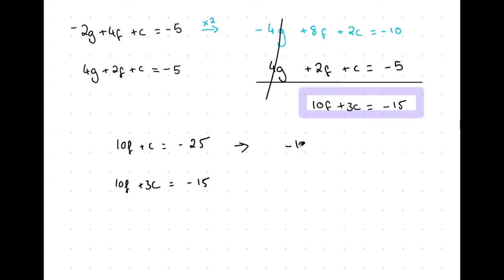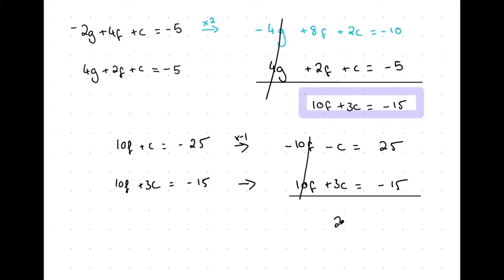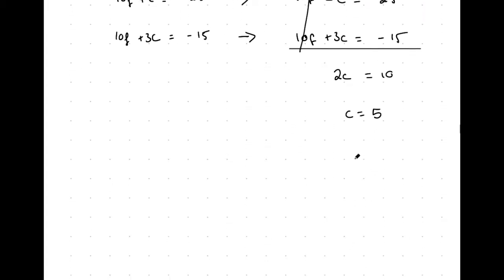So I'm going to change the top line just by changing all of the signs, and I do that by multiplying by minus 1, and I'm not going to change the bottom line at all. So I have 10f plus 3c is equal to minus 15. So I'm just doing a simultaneous equation with 2 unknowns. So adding those two lines together now, 2c is equal to 10, so c must be equal to 5. So there is one of the unknowns that we were looking for.